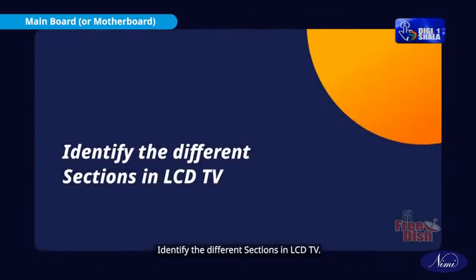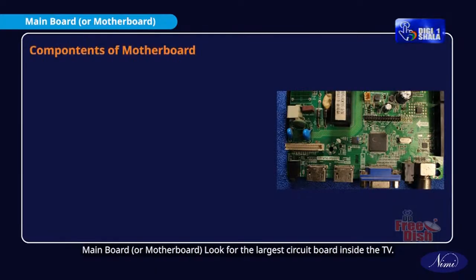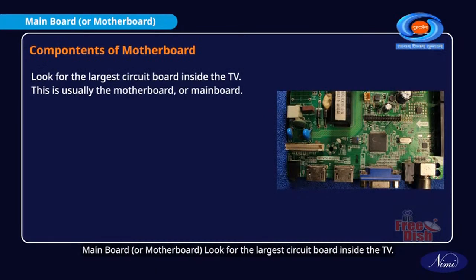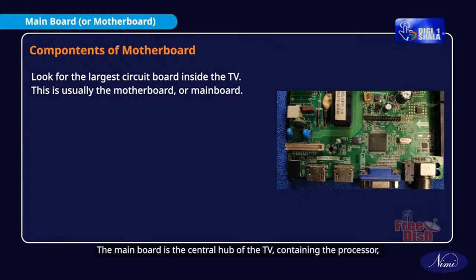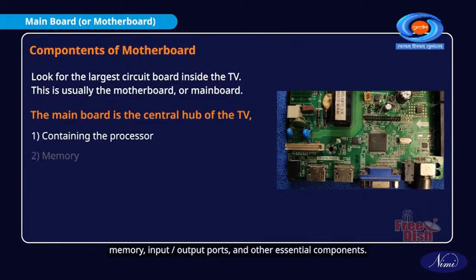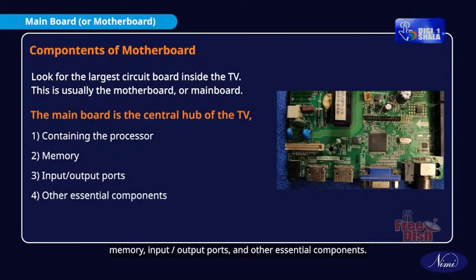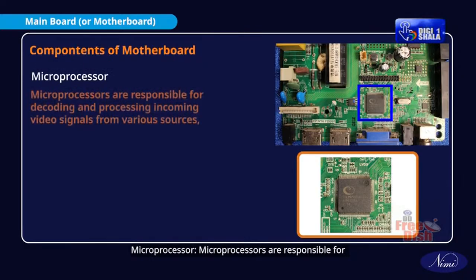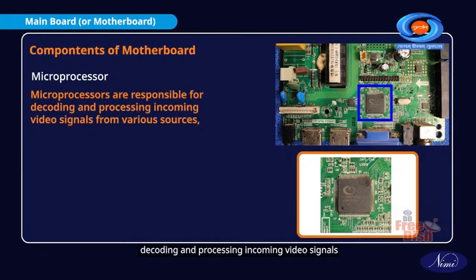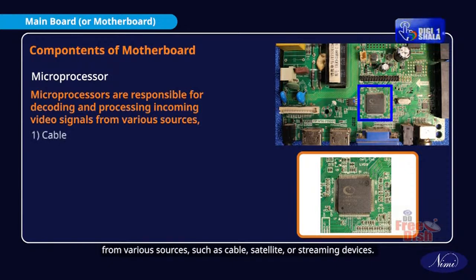Identify the different sections in LCD TV. Main board or motherboard. Look for the largest circuit board inside the TV. This is usually the motherboard or main board. The main board is the central hub of the TV containing the processor, memory, input and output ports and other essential components. Microprocessor. Microprocessors are responsible for decoding and processing incoming video signals from various sources such as cable, satellite, or streaming devices.